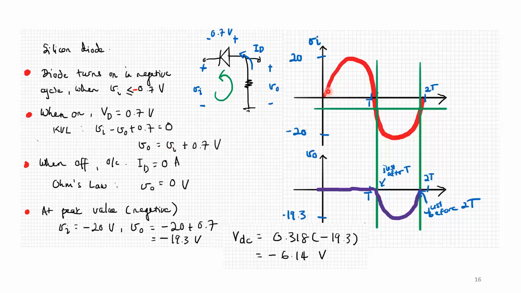Anything positive is going to turn off, because this diode is going to be reverse biased. But when it is negative, and only when it is less than negative 0.7, only then will the output signal show the pattern of the input signal. So it's the same thing, but the other way around. If I calculate the average DC value, it's no longer going to be 0.318 times positive 19.3, but negative 19.3, so it's going to be negative 6.14 volts.